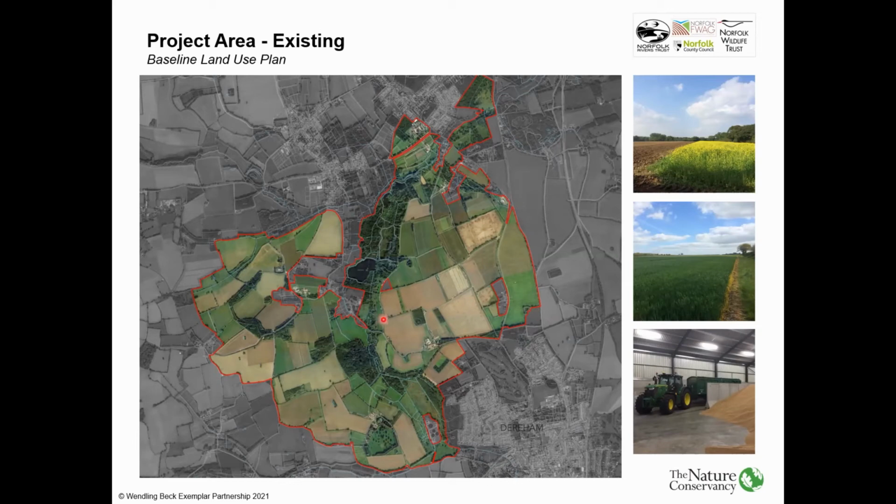There is a really good network of hedgerows across the arable land. It's a little bit difficult to see on here, and actually quite a lot of this has been planted over the last 20 years by the landowners through agri-environment schemes.